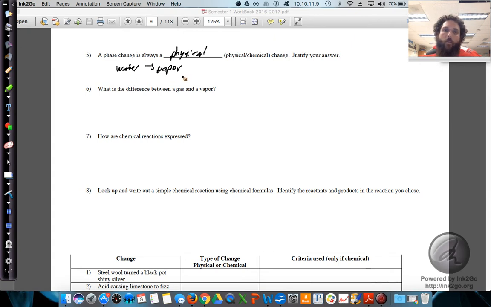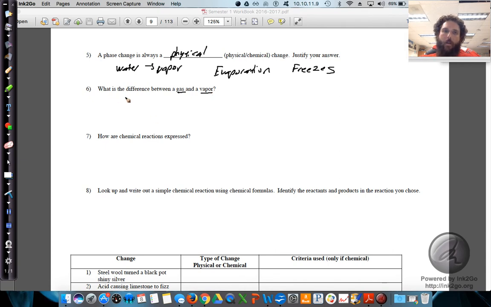We could do this with other substances as well. The example that we see later on is gasoline. Gasoline evaporated is still gasoline. It hasn't changed chemical composition. So anytime we have evaporation, it's going to be a physical change. Anytime we have something that freezes, so it changes into a solid, that's going to be a physical change. It does not matter.